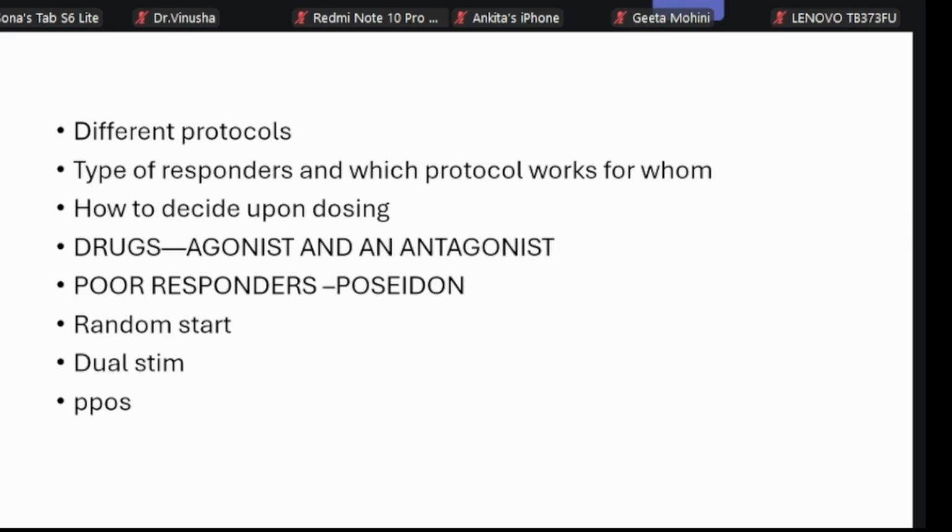In this class, I'll be telling you what different protocols we use for stimulating patients for IVF. There will be different types of responders. Some will respond in an exaggerated way, hyper responders. There will be poor responders. So we'll discuss which protocol to use for whom, how to decide upon the dosing, and what drugs we use, the agonist and antagonist protocols, a note on poor responders, and a few points about random start and dual stimulation also.